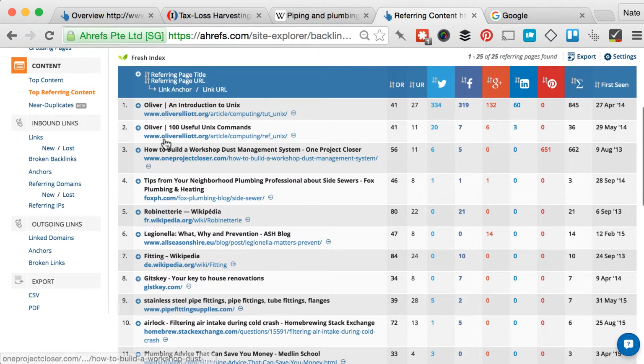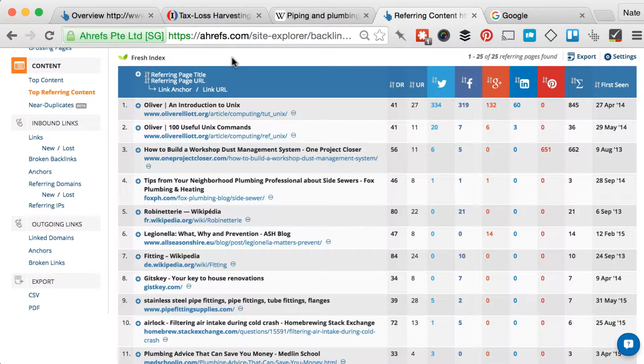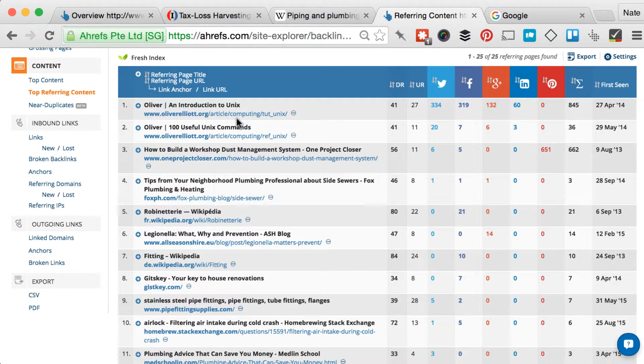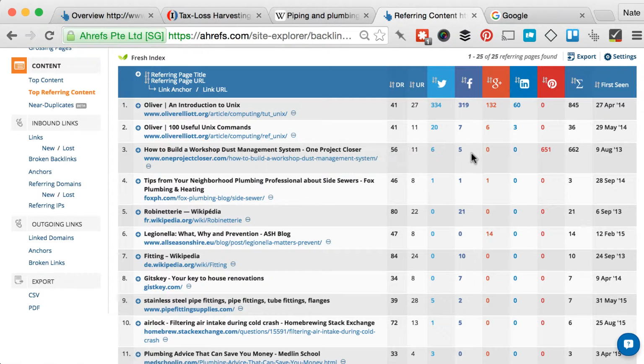So one, these top three, these are developers who are basically hacking together plumbing fittings in ways that are not traditionally used. So basically using them to build desks and using them to build a workshop desk management system. And the great thing about this is that this is the type of content that gets linked to, this DIY culture. It gets some shares.